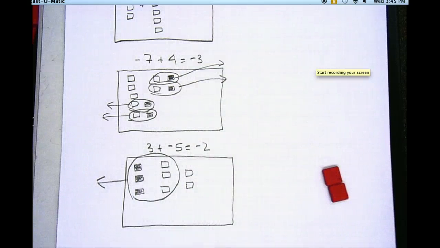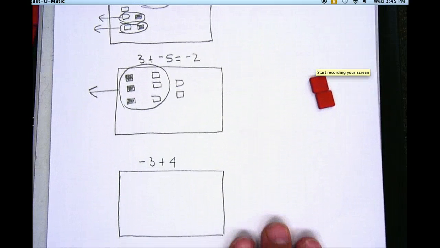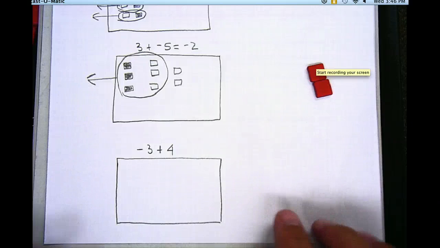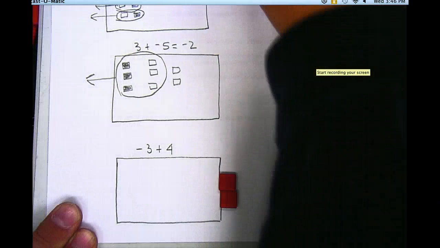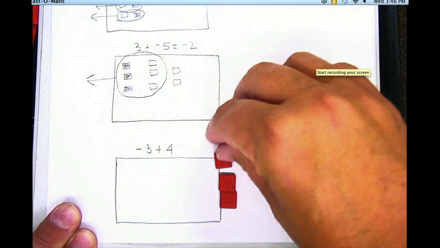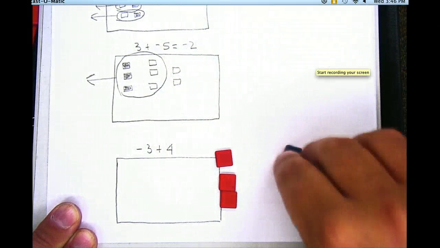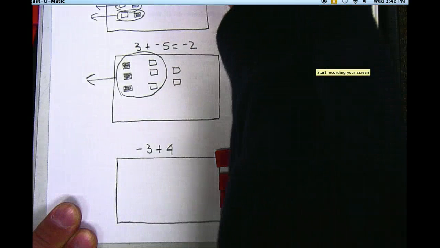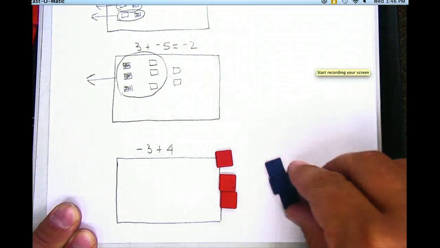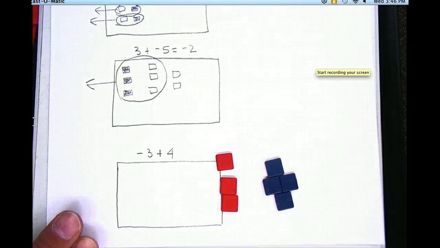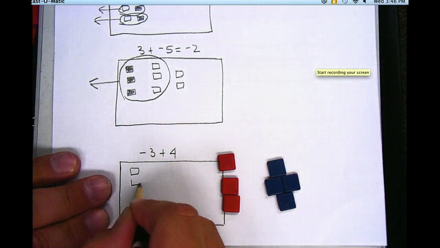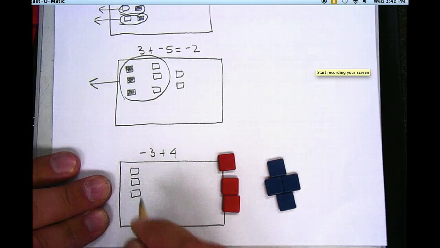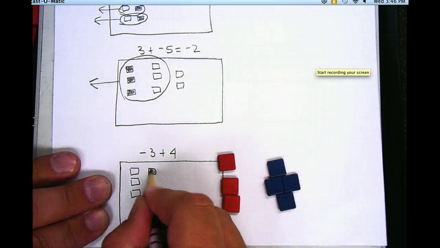I have one last one to do, and that is going to be right down here, -3 plus 4. This is a little bit different. I'll show you why. There's my -3. And there's my 4. So to represent that on my algebra tile, I have 3 negatives and my 4 positives.